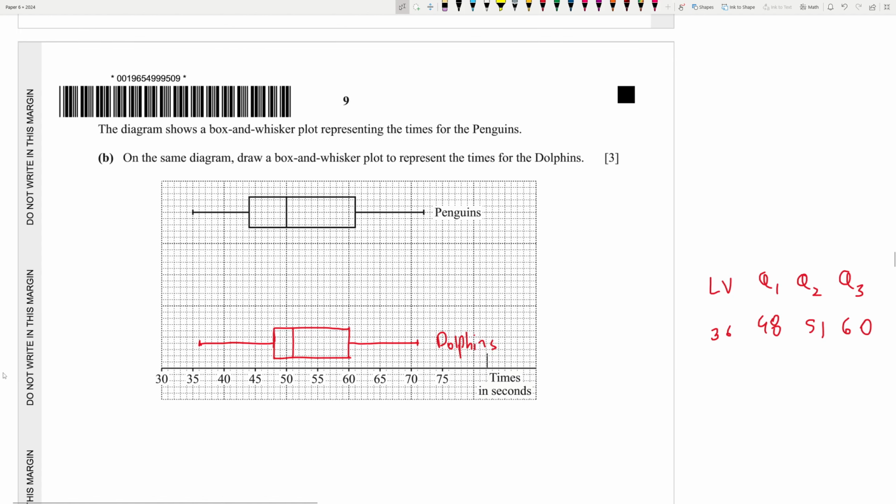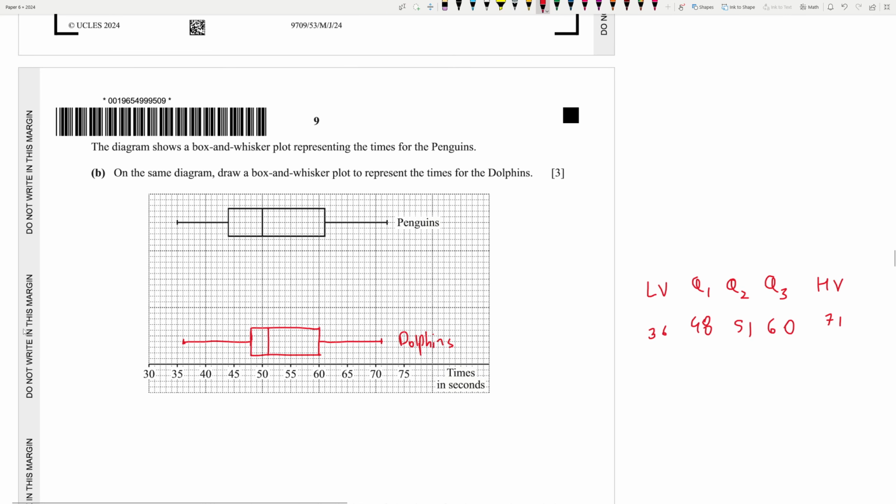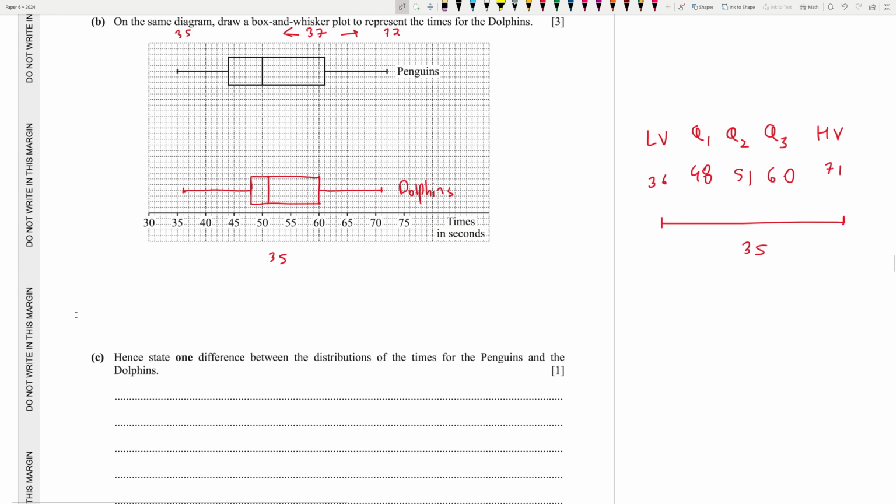And if you think about the spread of the data, look at the spread. For dolphins, it's 71 minus 36, which is 35. That's the spread. And for penguins, it's 72 here, and 35 here. 72 minus 35, that is 37. That's the spread of the data. So yes, dolphins have more consistent times, or it's less spread out. Okay, so those are the possible answers.